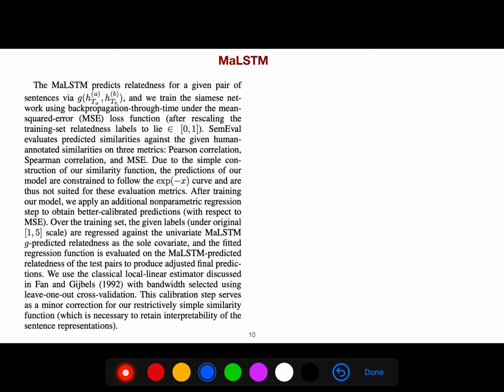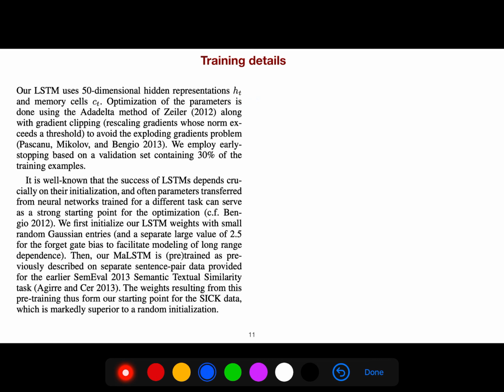So this MaLSTM predicts the relatedness for a given pair of sentences, and we train this Siamese network using backpropagation through time under the mean squared error loss. This LSTM uses a 50-dimensional hidden representation, and optimization of the parameters is done using the method from 2012. And of course, they use gradient clipping, where we clip the gradient if it is too high.